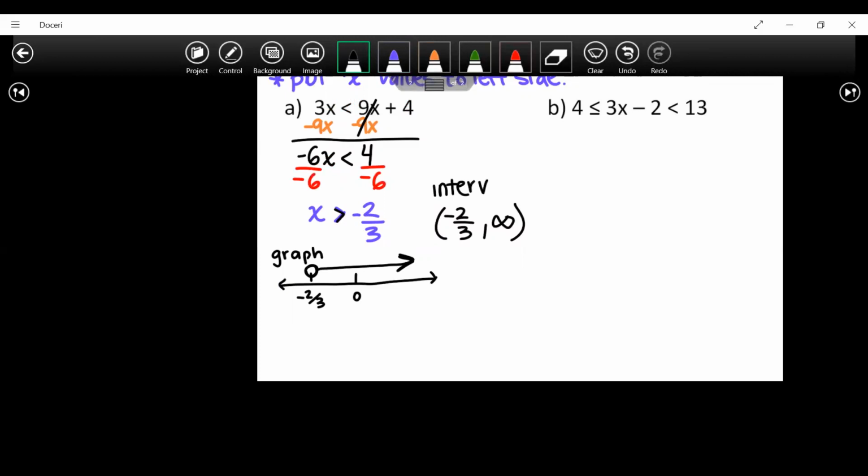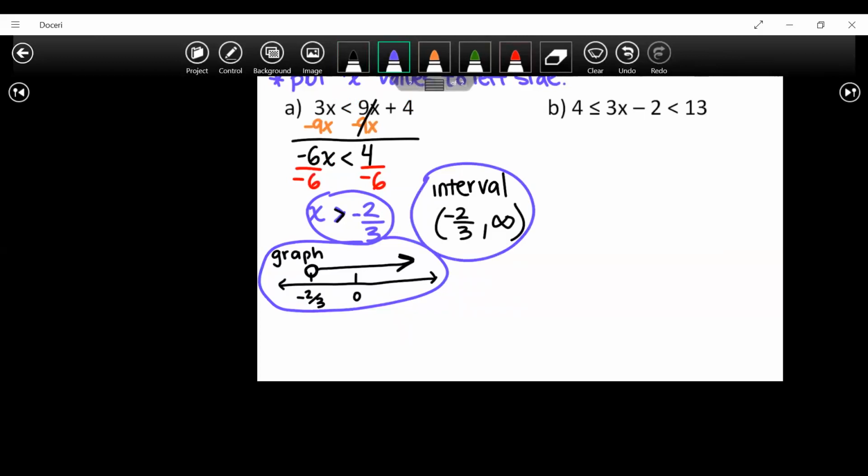Yes, all three of them. On tomorrow's quiz, if I put something on here, I'm going to ask you for both the interval and the graph and your solution. So you'll have to give me all three of them. We have our inequality here, we have our graph representation of it, and we have the interval notation of it. You should be able to give me all three.